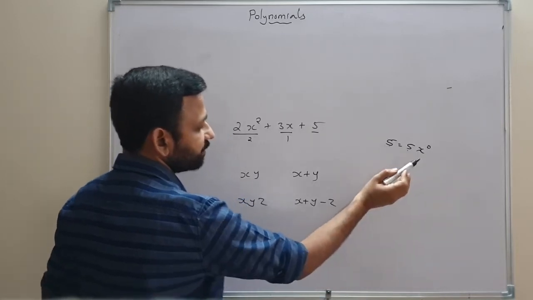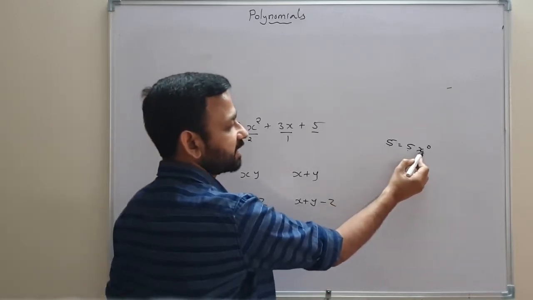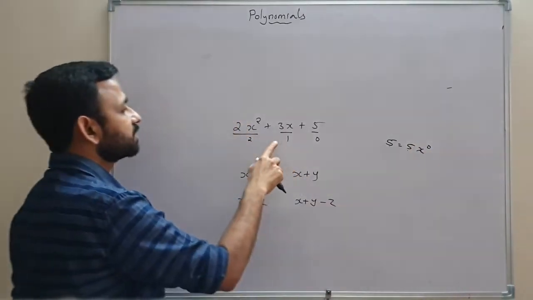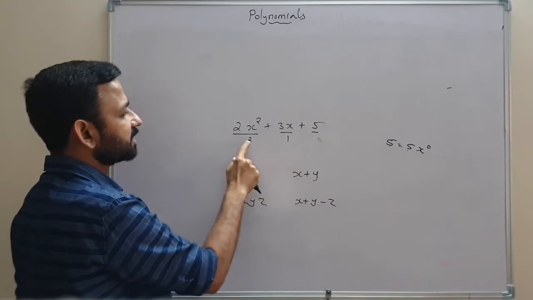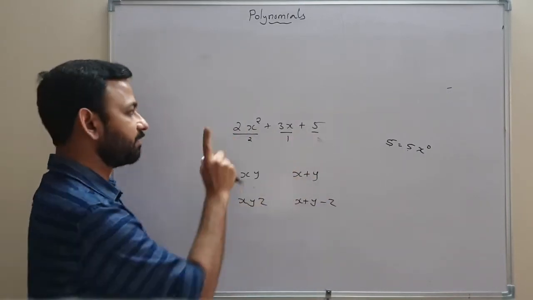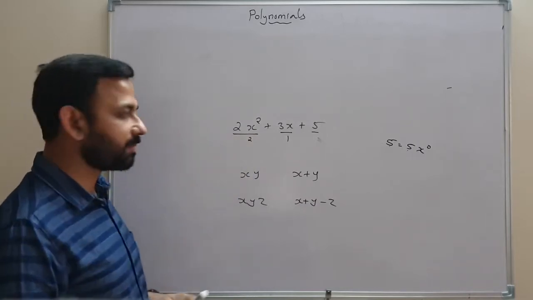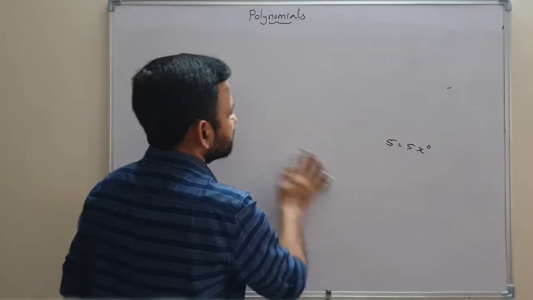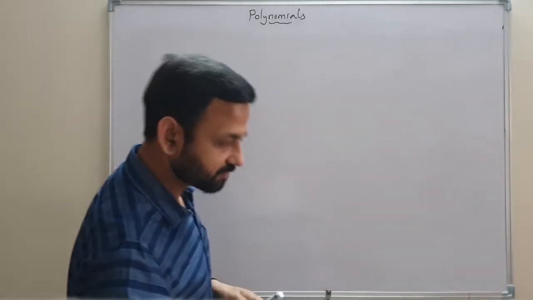5 is equal to 5 into x raised to 0 because x raised to 0 is 1. So here we can write a degree 0. Here the greatest power is 2, so this 2 is the degree of this polynomial. The degree of the polynomial is the greatest power. 2 is the degree of the polynomial. So we have three terms there.